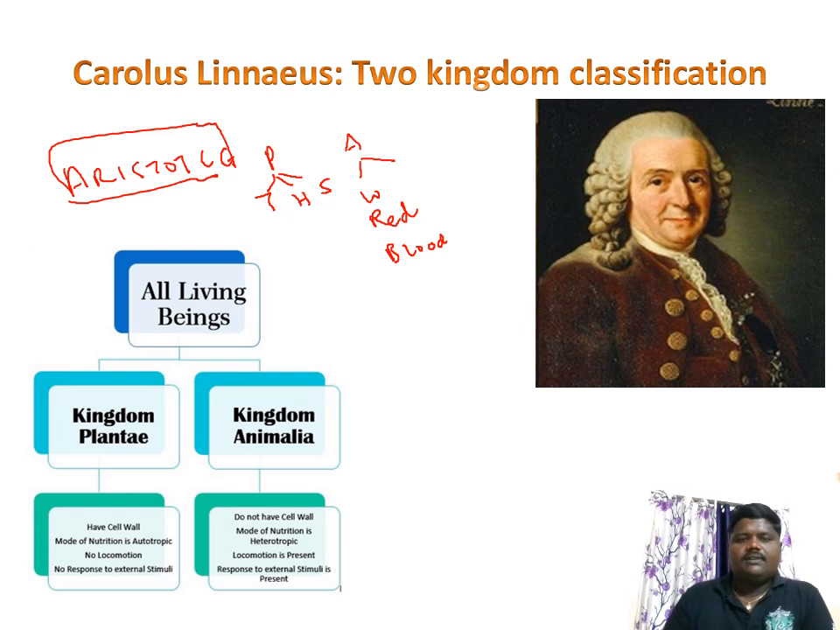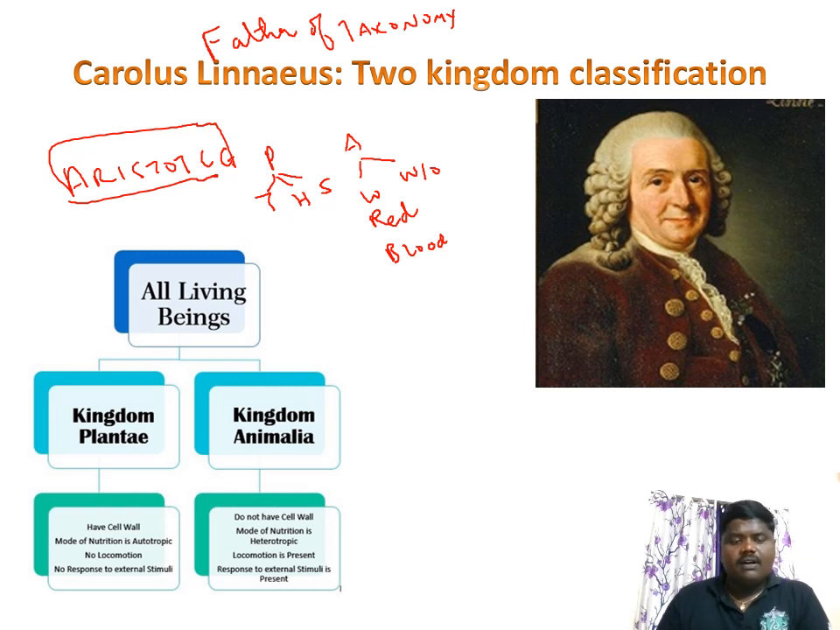But Carolus Linnaeus made the first formal attempt at classifying organisms. That's why he is claimed as the father of classification, the father of taxonomy. What he did was divide organisms into two kingdoms, kingdom Plantae and kingdom Animalia. In kingdom Plantae, he categorized all the organisms with a cell wall, meaning plants with cell wall. They have an autotrophic mode of nutrition, meaning they produce their own food, and they do not locomote. They cannot move from one place to another.